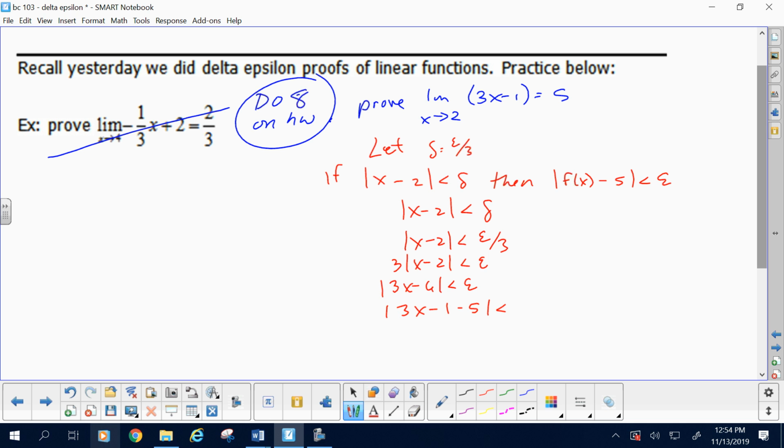I think we can all agree that negative 6 is negative 1 minus 5. Mm-hmm. And therefore, that is f of x minus 5. That's the epsilon. It must follow. All righty then. Now this one, that one's fine.